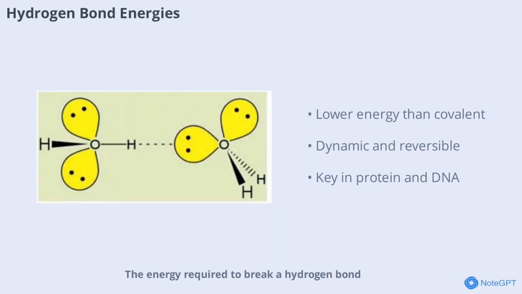The energy required to break a hydrogen bond is much less than that for a covalent bond. For example, in water, a hydrogen bond has a bond dissociation energy of about 23 kJ/mol, compared to 470 kJ/mol for the covalent O-H bond. This difference in energy explains why hydrogen bonds are easily formed and broken, allowing for the dynamic nature of biological systems. Hydrogen bonds are especially important in the secondary structure of proteins and the base pairing in DNA.